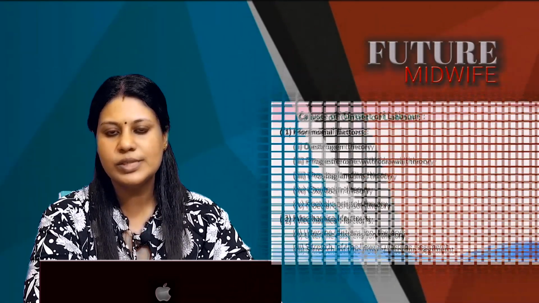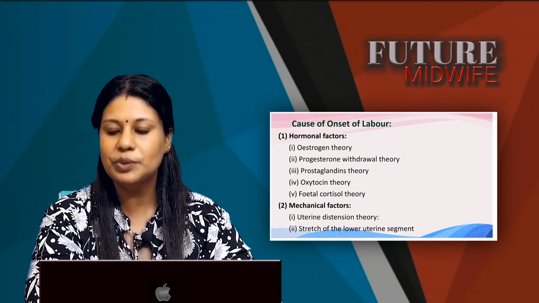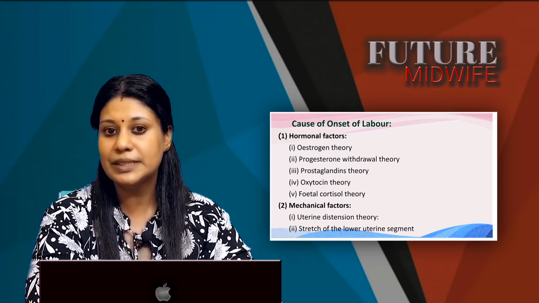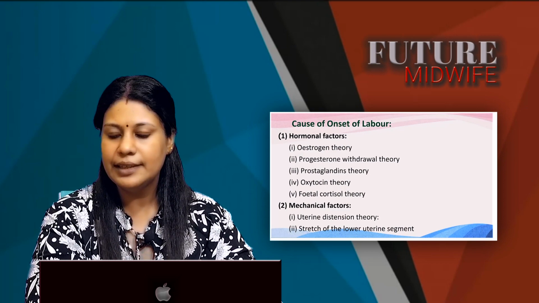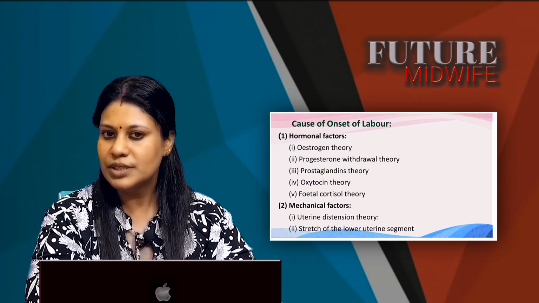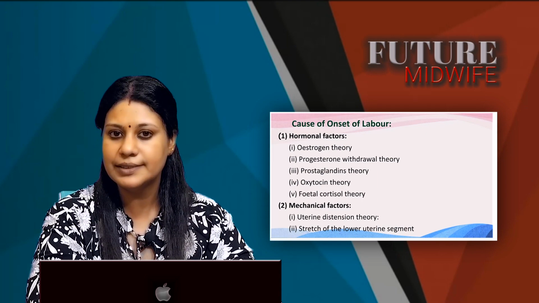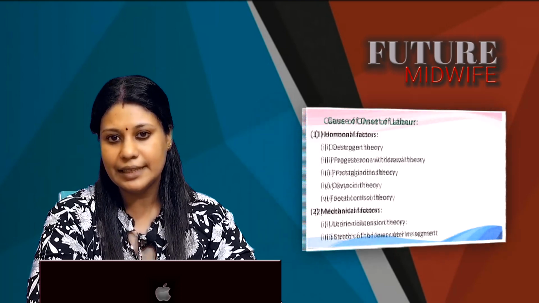Here we discuss the causes of onset of labor. The causes of onset of labor we can divide mainly into two: hormonal factors and mechanical factors. In the case of hormonal factors, there are many which help in the onset of labor: estrogen theory, progesterone withdrawal theory, prostaglandin theory, oxytocin theory, and fetal cortisol theory. When it comes to mechanical factors, there are two also helping the onset of labor: uterine distension theory and the extension of lower uterine segment theory.